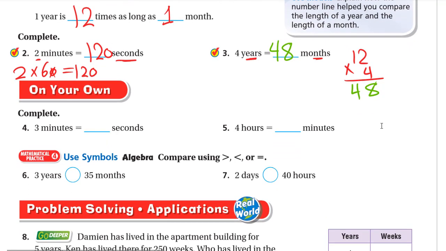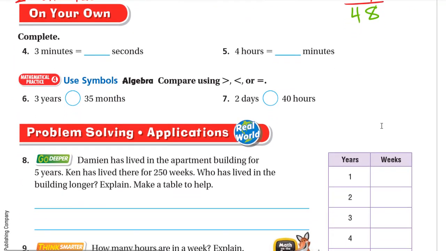Okay, and now it's your turn. You can use the chart to solve the questions from 4 to 7. And if you are in my class, we'll discuss it on the live session.